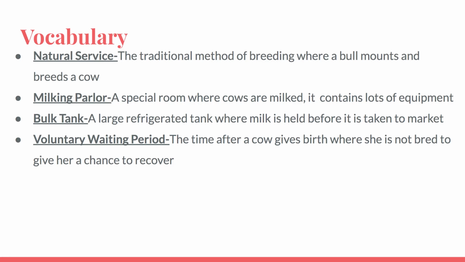Voluntary waiting period. This is the time after a cow gives birth where we do not breed her. That way she has a chance to recover from having had a baby. You know, we need to give our cows time off to enjoy their lives.